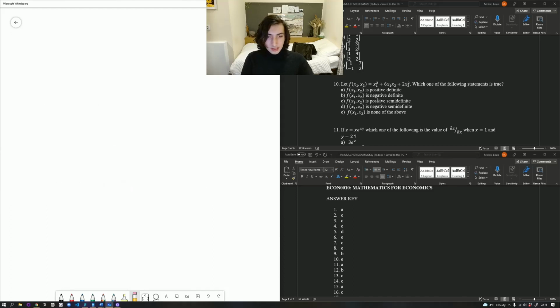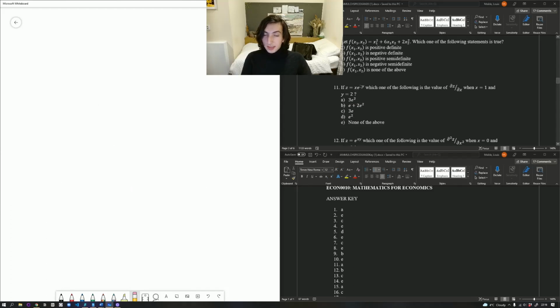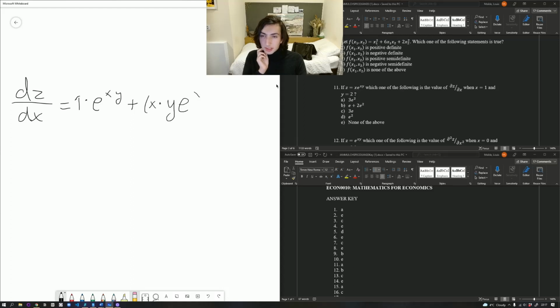Now, this one's a little easier. If z is equal to x e to the power of xy, which of the following is the value of the partial derivative of z with respect to x when x equals 1 and y equals 2? So first of all, let's do the partial derivative here. This should be fairly fine. Here we just use the product rule to find the partial derivative. So dz/dx: I'm going to start by differentiating the x, which will give me 1 times e to the xy. And then we're going to add the x times the derivative of e to the xy, which should be y e to the xy.